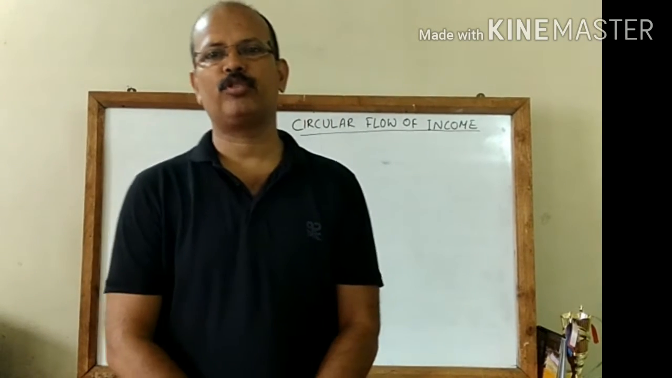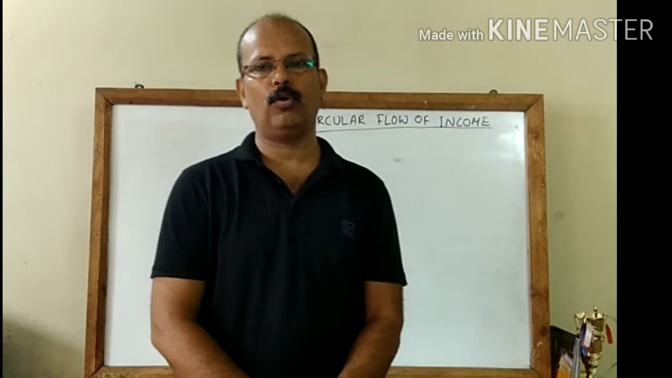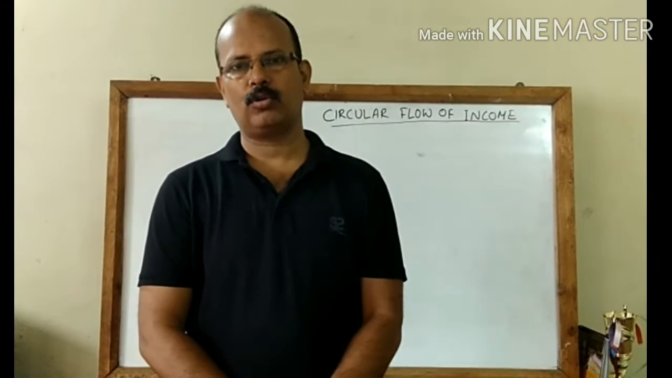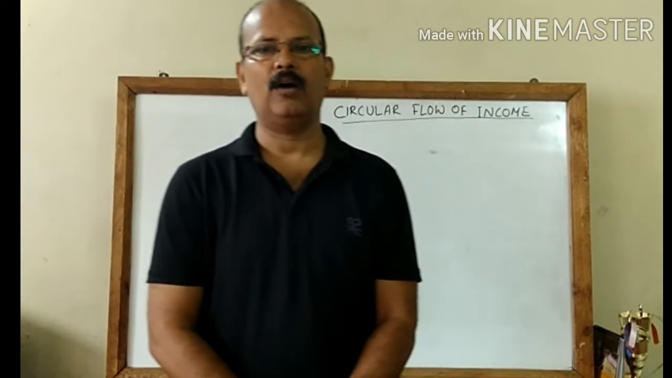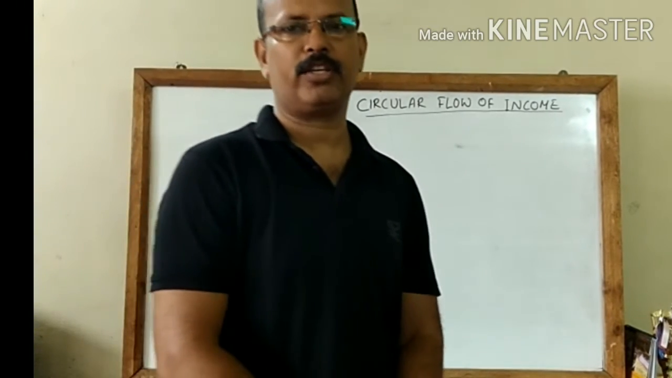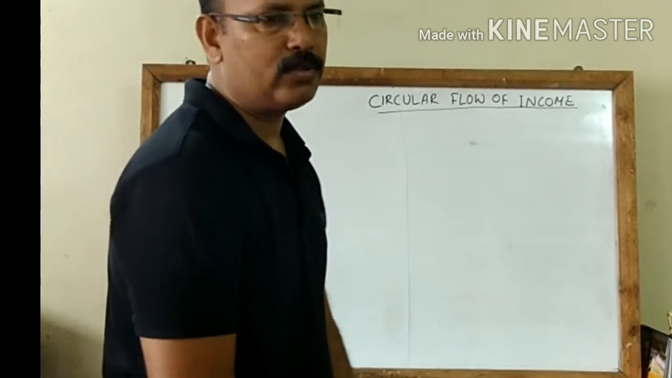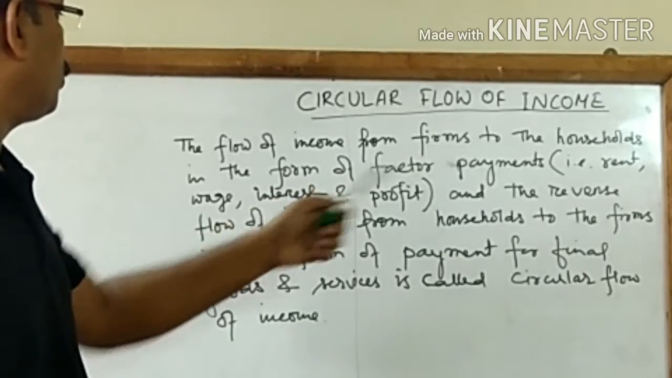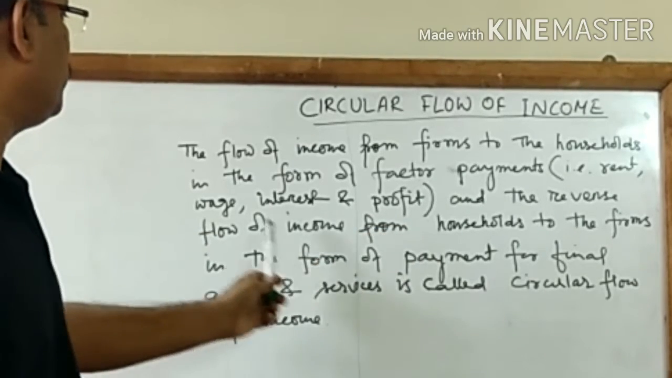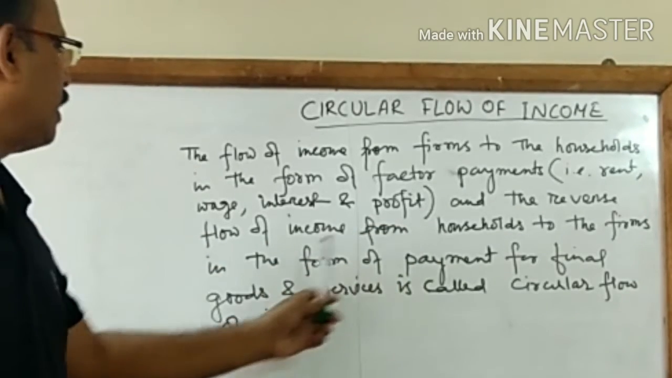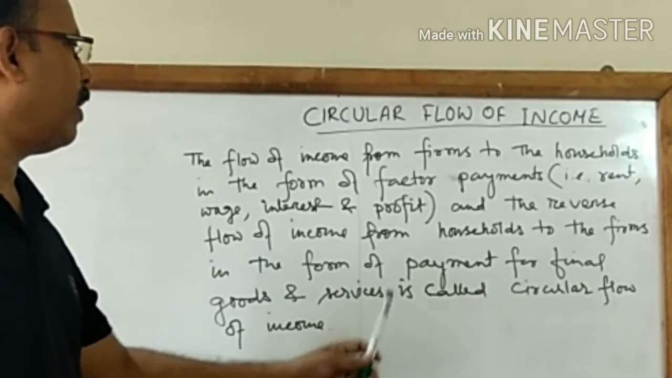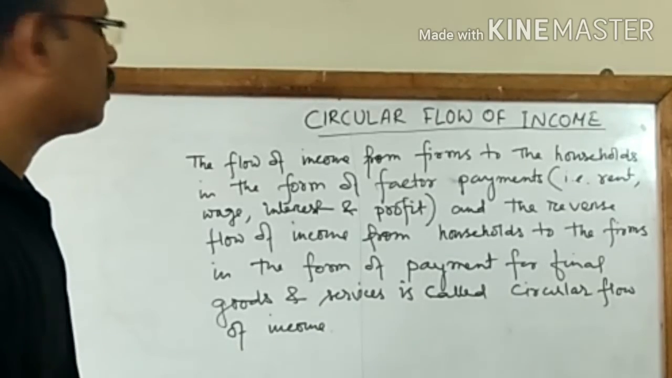Today, I'm going to take a class on the topic circular flow of income. The flow of income from household to the farm and farm to the households. The definition of circular flow of income is given as flow of income from farms to the households in the form of factor payments, that is rent, wage, interest and profit, and the reverse flow of income from households to the farms in the form of payment for final goods and services is called circular flow of income.